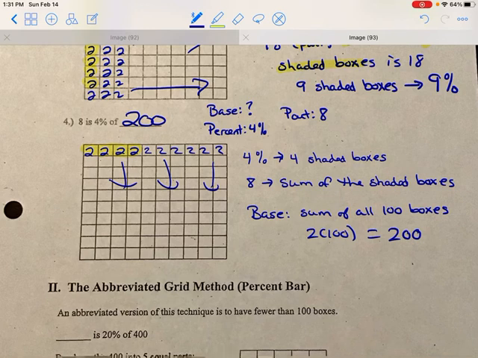This is a good way to do some basic percentages, just always getting kids thinking about it being out of 100. All right, we're not going to do method 2, the abbreviated grid method, so you can skip that one. And in the next video, we will pick up with page 33.